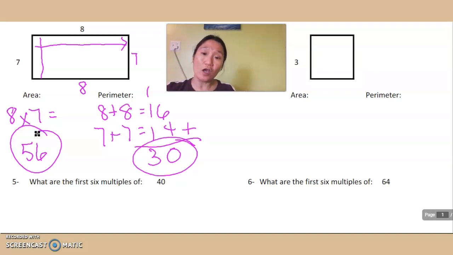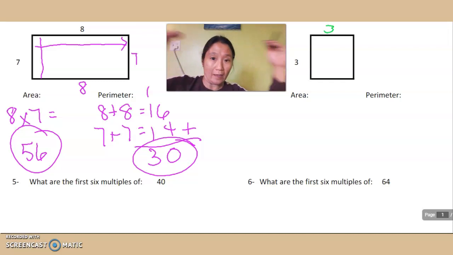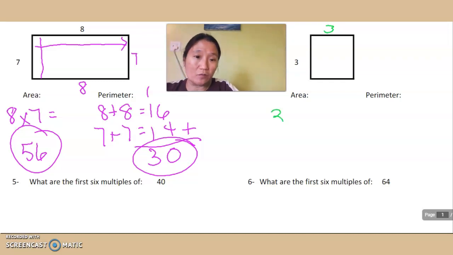Okay. Moving on, we're going to look at the square, which is a very special rectangle. So you already know that the length and width are the same on here because 3 is going to be the same no matter what. Length, side to side, is going to be 3. Width is top to bottom on the page, so that'll be 3. So the area is going to be 9.